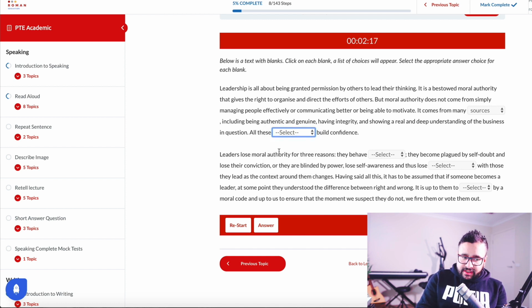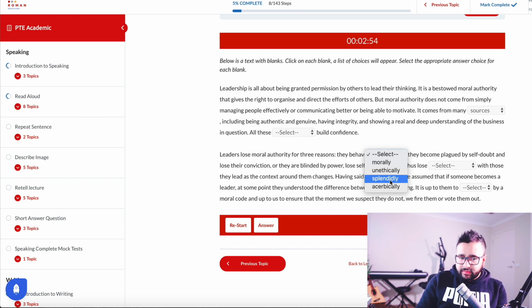The next one here says leaders lose moral authority for three reasons. They behave, they become plagued by self-doubt. So here I can see the context is negative. That's the first thing I always think of: positive, negative, and neutral. Then when I look at the options, what I see here is morally, unethically, splendidly, acerbically. Now I see morally and splendidly are positive words. So of course that cannot be the reason for someone losing moral authority, because something bad is happening, something negative is happening. Unethically, maybe, because that's a negative thing, that's the opposite of ethically.